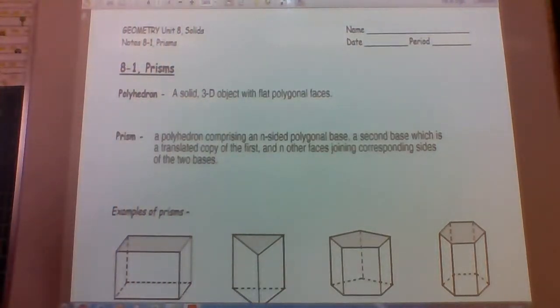These are the Prism Notes. Prism Notes, not Prism Notes. Prisms.